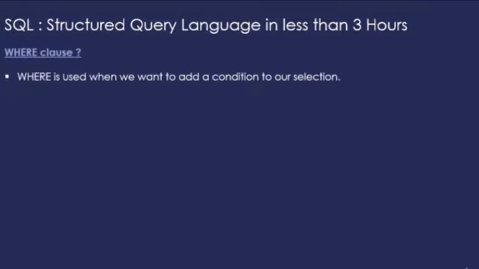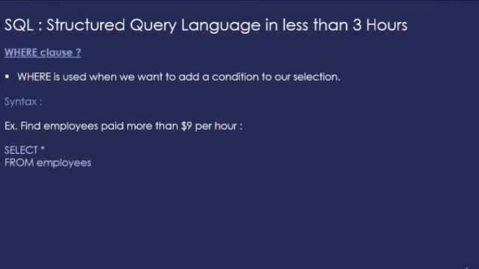Where clause is used when you want to add a condition to the rows which are getting selected. Now let's understand the use of where clause with the help of 2 examples. The first example is, say you want to see all the employees whose hourly pay is greater than 9. The SQL syntax for that is select star from employees where hourly pay is greater than 9 semicolon. When you run this SQL query, MySQL will return only those employees whose hourly pay is greater than 9.